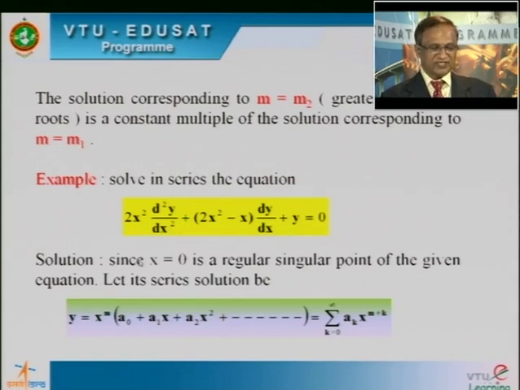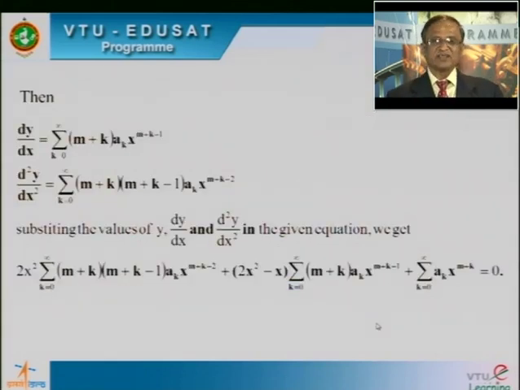Then I can assume the solution of the given differential equation is y is equal to x to the power m into the bracket a naught plus a1x plus a2x square and so on. What is the nth term? An into x to the power n. Or you can write down in the form of summation of ak into x to the power m plus k, k varies from 0 to infinity.